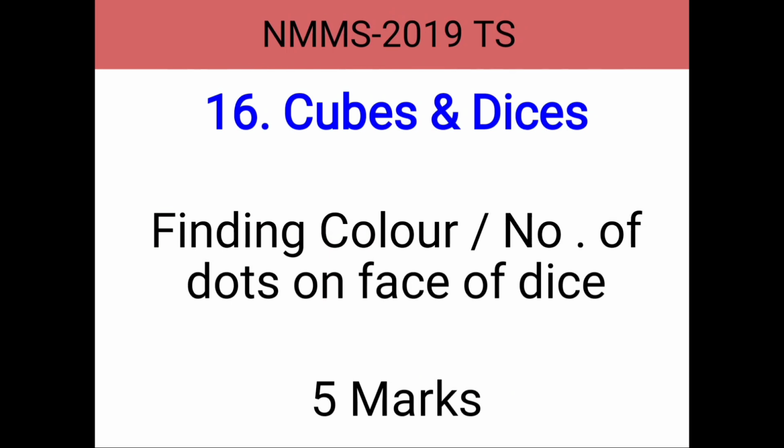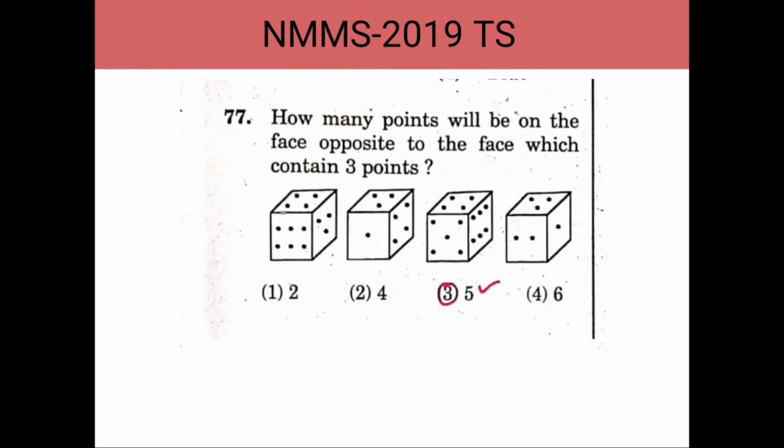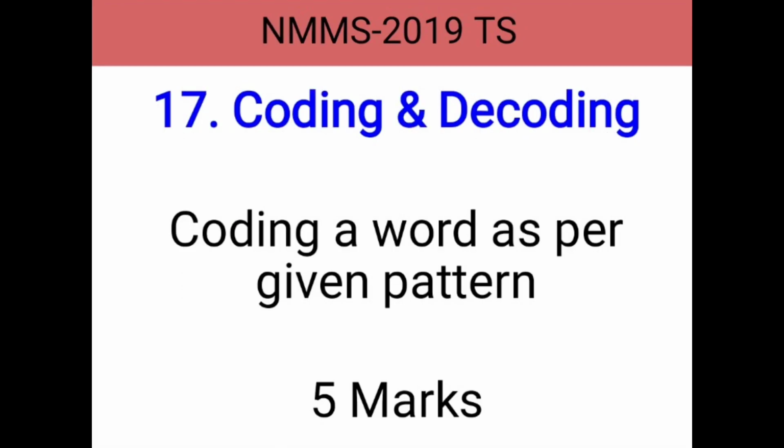Finding the color or number of dots on a face of a dice carries you 5 marks. In this example, 4 sides or 4 positions of a dice are given. Each position shows only 3 colors. Find the color which is opposite to yellow. The answer is violet. This is another question in this model. How many points will be on the face opposite to the face which contains 3 points? First we have to observe the 4 cubes or 4 dice, and then we have to conclude the answer. The answer is 5. And 17th one is coding and decoding.